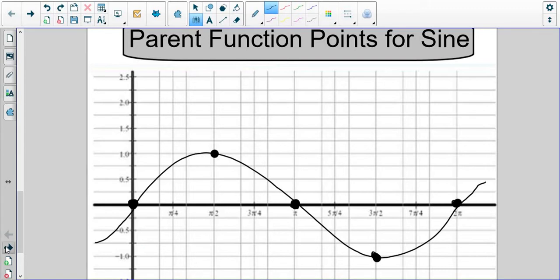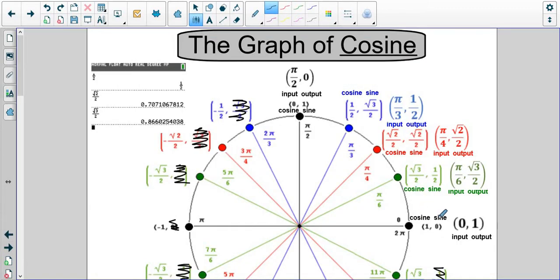All right, let's take a look at cosine. So cosine, similar process, but we're going to temporarily eliminate the sine value to use a calculation for cosine. And we have the same idea. We're going to input 0, but now we're outputting 1, making this coordinate pair. Input pi/6, output √3/2, input pi/4, output √2/2, input pi/3, output 1/2, input pi/2, and now we're outputting 0.